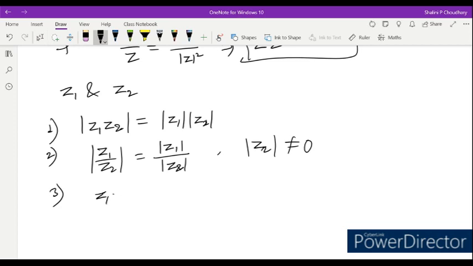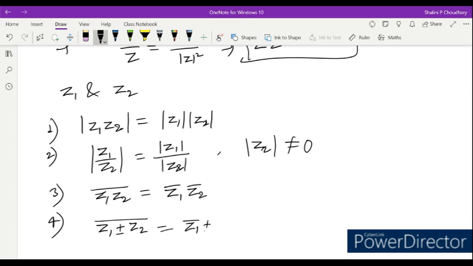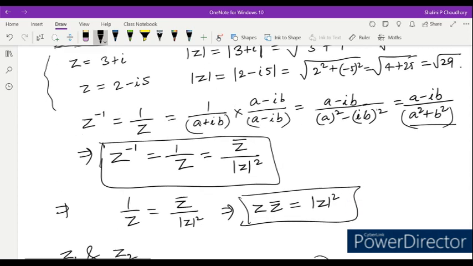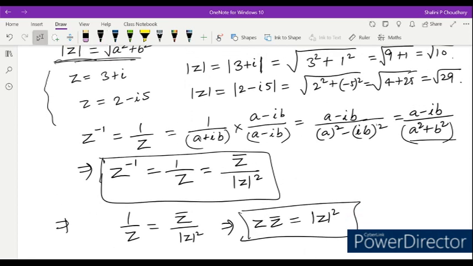Yeah, z1 and z2 का conjugate, okay, first we have to multiply z1 and z2, then find out the conjugate. That will be equal to conjugate of z1 multiplied by conjugate of z2. Okay, one more thing that we can derive by using this one, that is z1 plus z2 या फिर z1 minus z2 का conjugate, that will be equal to z1 का conjugate plus minus z2 का conjugate. Okay, so these are the things that we can derive by similar concept. Okay, same concept use करके we can derive these also.